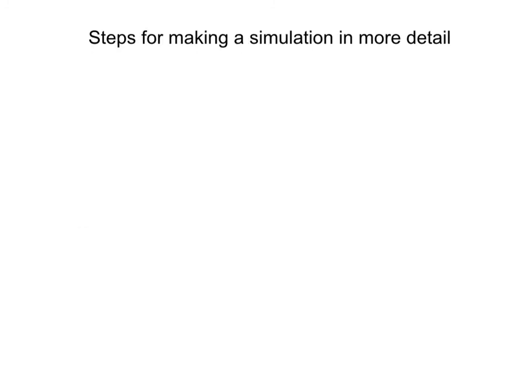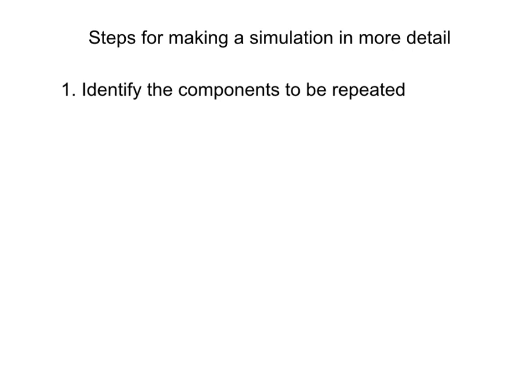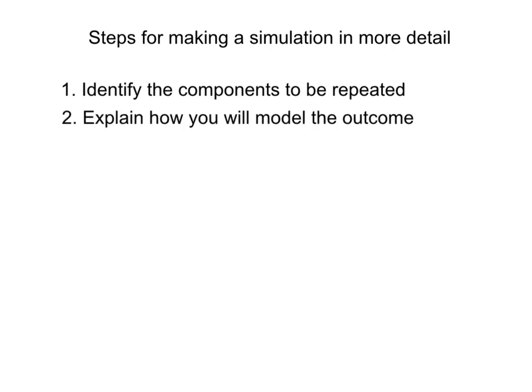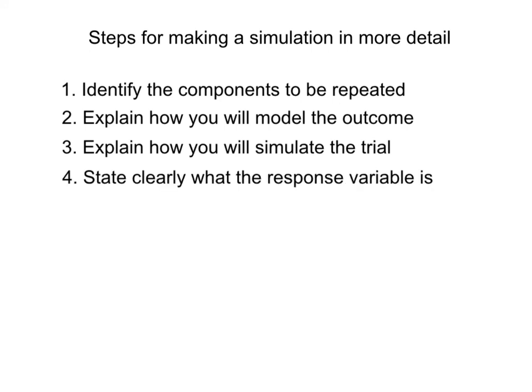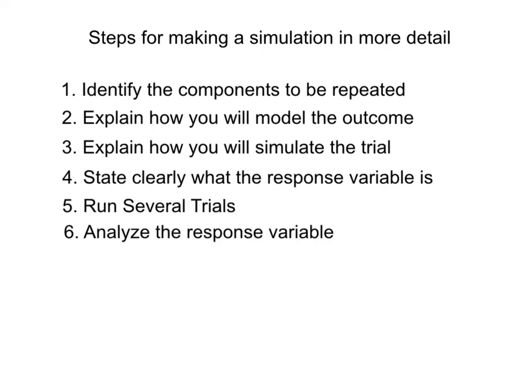There are 7 major steps for making a simulation in more detail. First, identify the component to be repeated. Second, explain how you will model the outcome. Third, explain how you will simulate the trial. Fourth, state clearly what the response variable is. Fifth, run several trials. Sixth, analyze the response variable. And last, state your conclusion.